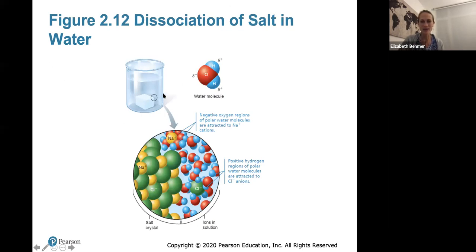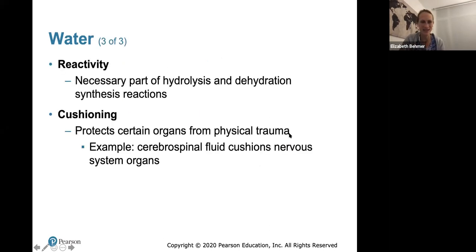So the ability of water, it can kind of surround the different ions. So it'll kind of break apart the sodium from the chloride. Water kind of surrounds those ions and it's able to dissolve things like that.